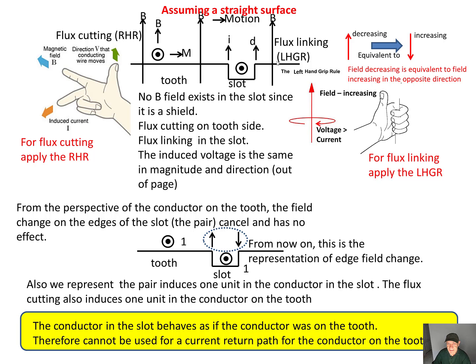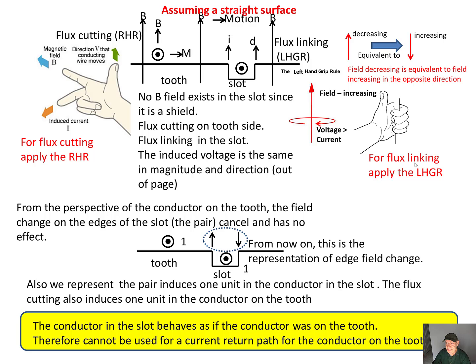For flux linking, you apply the left-hand grip rule. So here it is. You grab the field vector. In here, in the slot, if the motion is from left to right, here at the edge, the field here is increasing. Here it is decreasing, which is the same thing as increasing in the opposite direction.